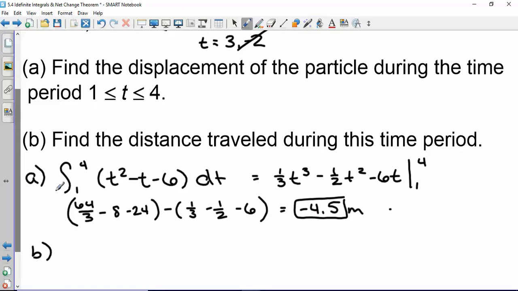So just like those absolute values, you always separate them when it equals 0. So that's what we're going to do. We're going to integrate from 1 to 3. And then we'll integrate from 3 to 4.